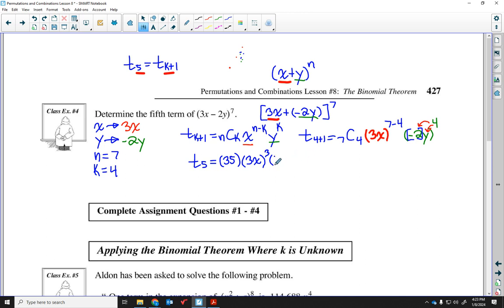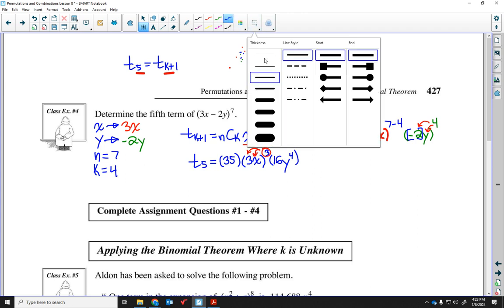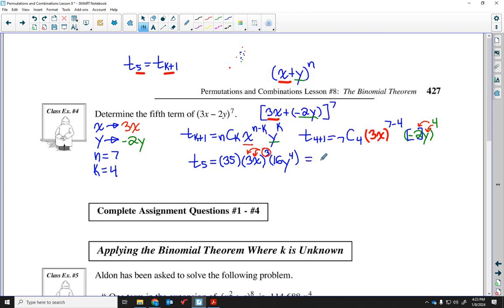Let's write that a bit more neatly. So 16, and then the y gets raised to the power of 4. Now, this 3 right here, same thing. This 3 needs to go to both the coefficient 3 and the variable. So what it would look like is this is equal to 35 multiplied by, okay, 3 cubed is 27, x cubed, and then 16 y to the power of 4.